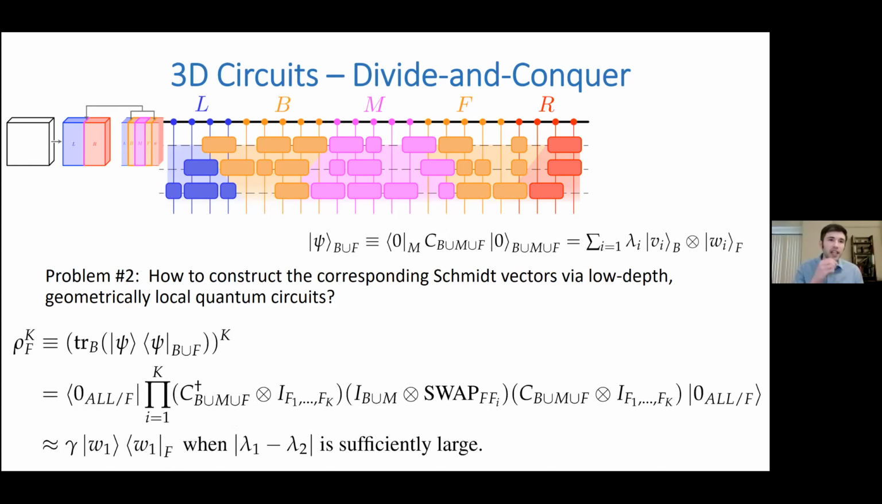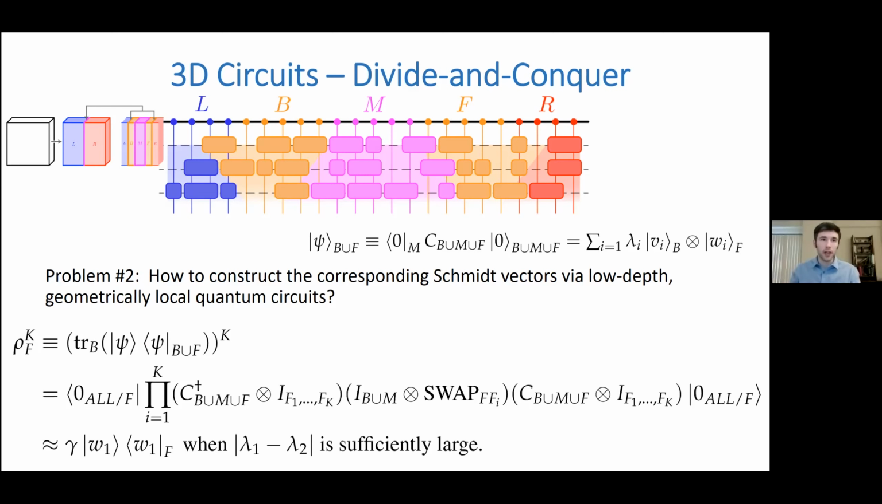So the key idea that we're using here is that if the Schmidt coefficients of psi are gapped, the first and second Schmidt coefficients of psi are far enough apart, then this kth power of rho sub F actually approaches something proportional to a projector onto the first Schmidt vector. And that's what we're going to use to construct the Schmidt vectors with low depth geometrically local quantum circuits.